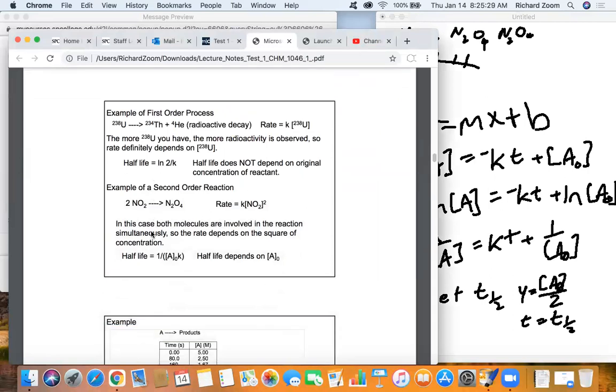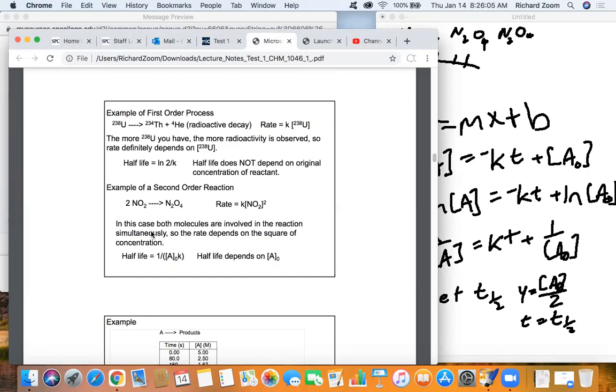This is an example of a first order process, and all radioactive decay processes are actually first order processes. So you can see the rate is equal to K [U-238]^1, and the rate does depend on the amount of uranium-238 you have. The more uranium-238 there is, the greater the rate of radioactive decay. I think that makes a lot of sense. A lump of uranium that's a kilogram is going to be more radioactive than a lump of uranium that is half a gram.